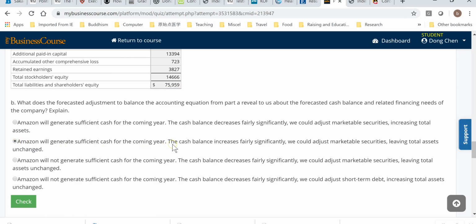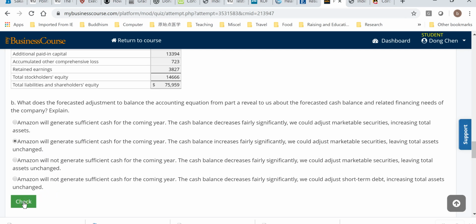And to make sure that the other answers are not correct, let's continue to see whether the rest of the answers are correct or not. And C, Amazon will not generate sufficient cash. That's not correct, right? Because we saw that the cash balance has increased relative to sales. And D, Amazon will not generate. Okay, so this suggests that we have found the correct answer.